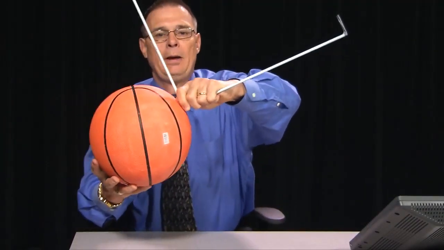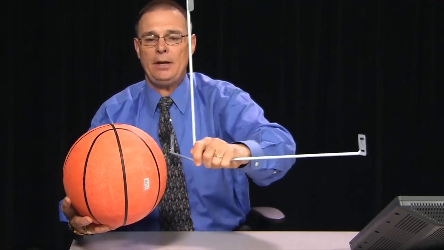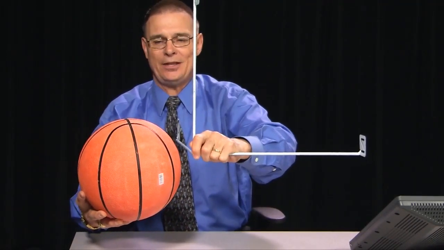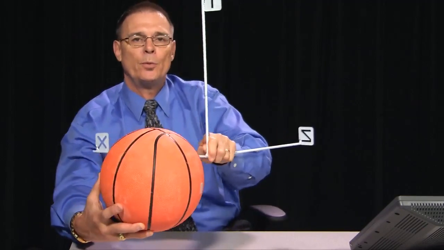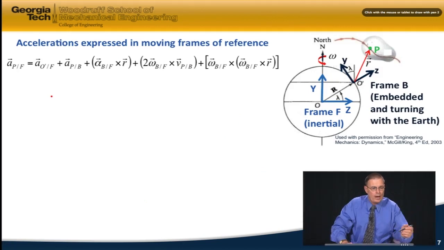So if I have a frame out here, embedded out here, and it turns with the Earth, that's going to be the same as, I can't get this frame inside the ball, but if it was inside the ball and turning with the Earth, they would both rotate with the same angular velocity. And so I can therefore write this equation just by substituting omega b with respect to f for omega c with respect to f. Okay, and so here's where we're at as a recap.